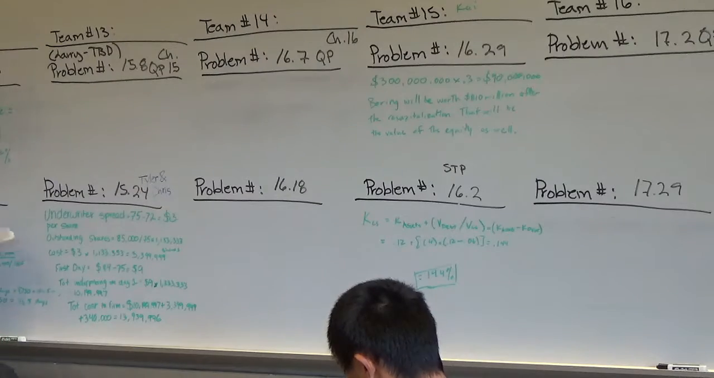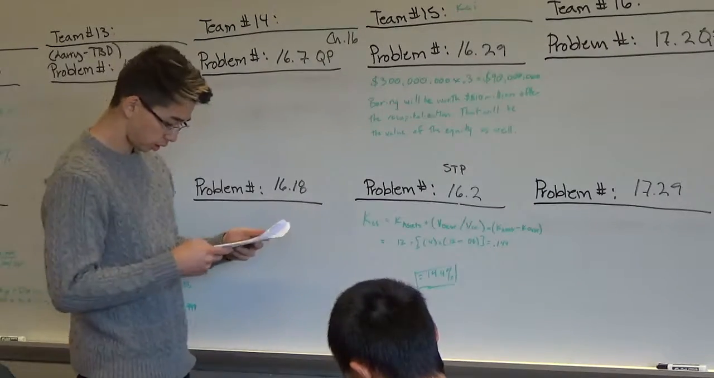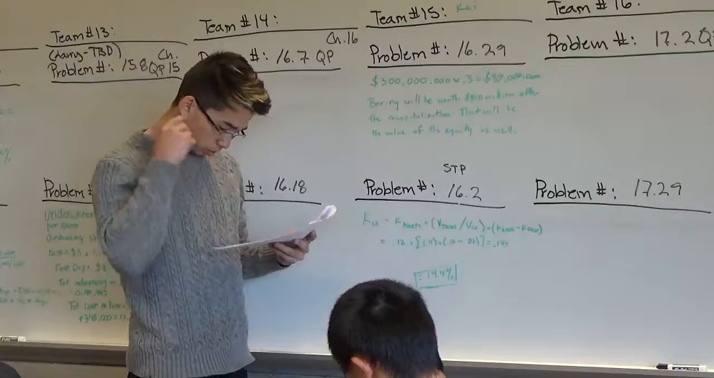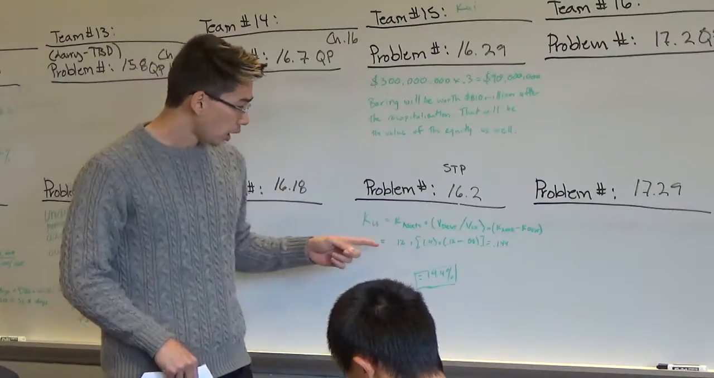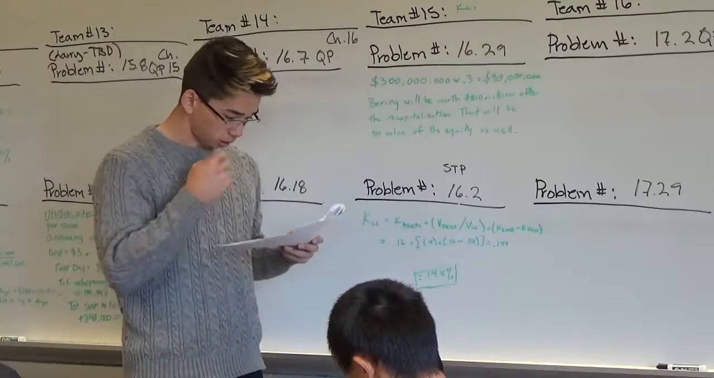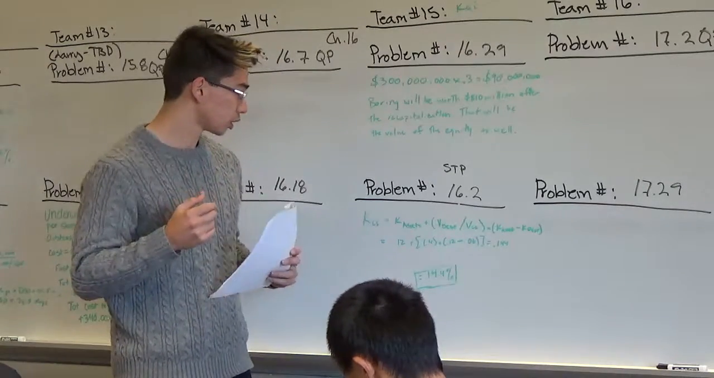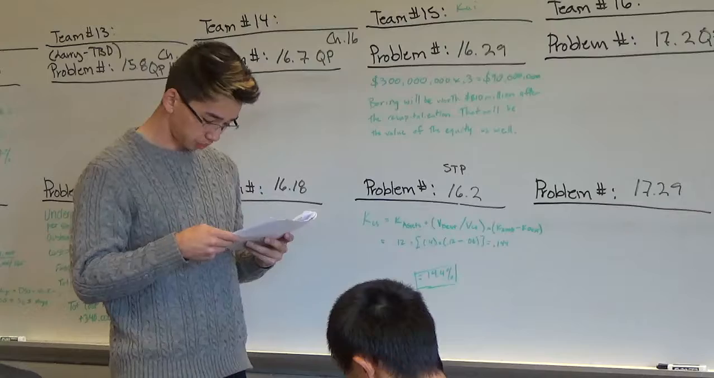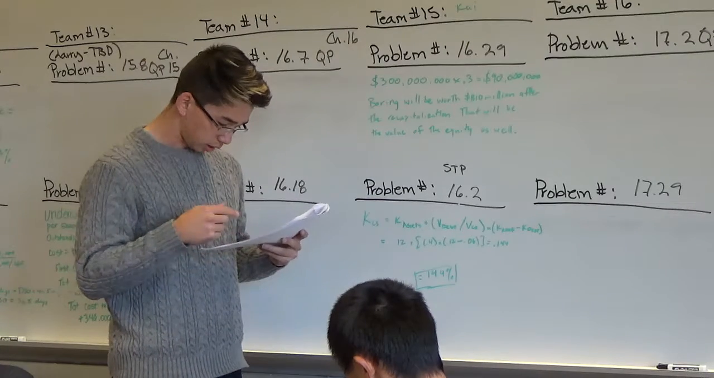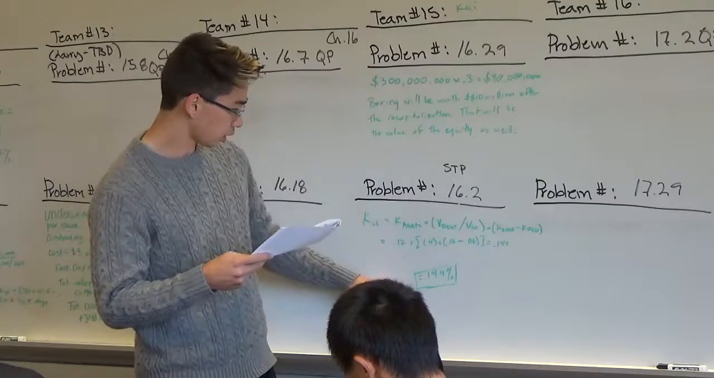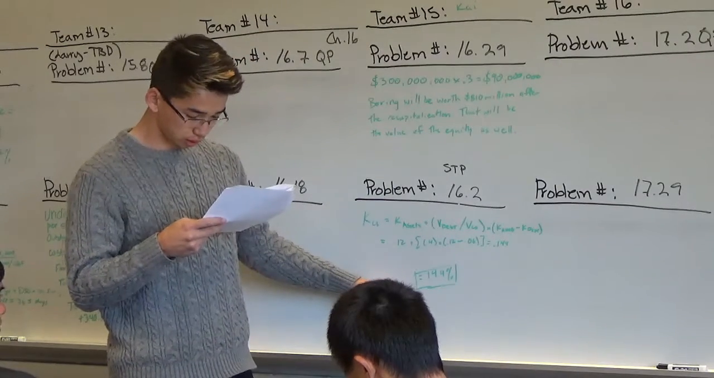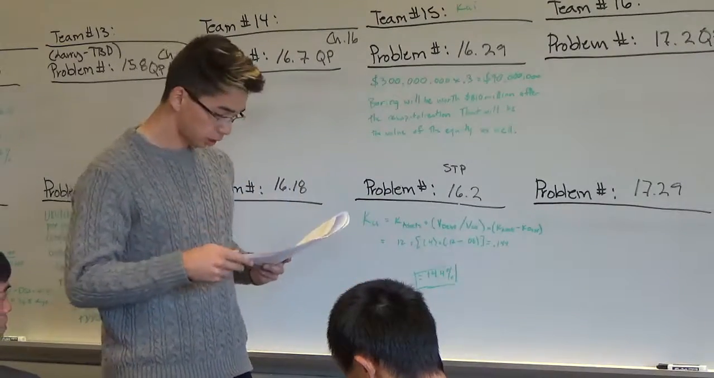So for 16.2, we're trying to find the expected rate of return. So we take our rate of return, and then we have our debt to common stock ratio, and then we subtract that by the cost of debt, and we ended up getting 14.4% for our expected rate of return.